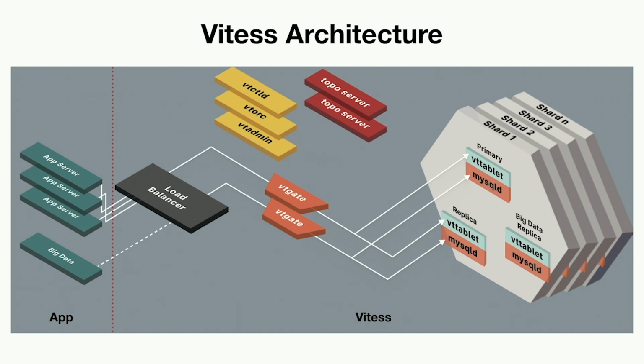And then we have the topology server. That's basically where all the Vitess configuration is stored. And in most cases, I think that's etcd. There are some other topology implementations that you can use, but I think etcd is the central implementation.